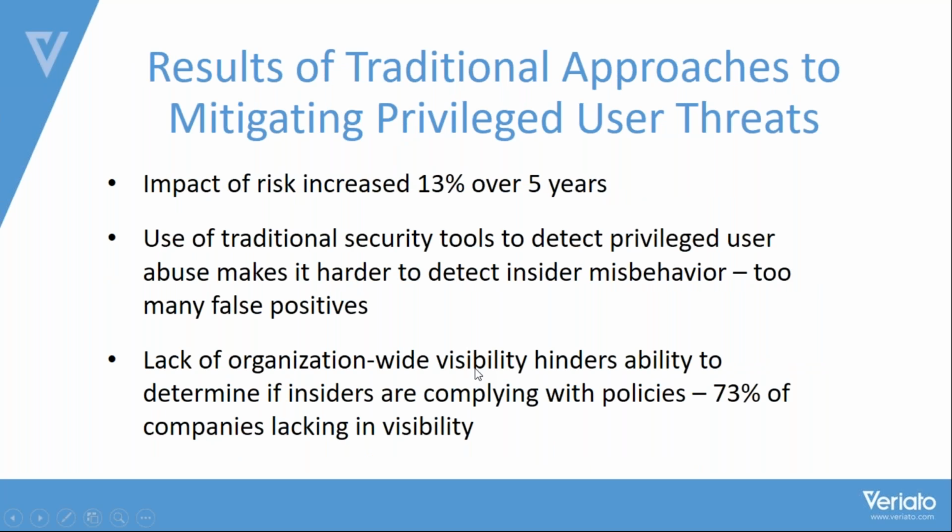Okay. Here are the results, though. The results of these traditional methods that we're talking about. The impact of risk actually increased 13% over 5 years. Use of traditional security tools to detect privileged user abuse makes it harder to detect insider misbehavior. Too many false positives. All this technology out there is going to alert us to all this stuff, and we're going to get false positives. And what's going to happen when you have false positives?